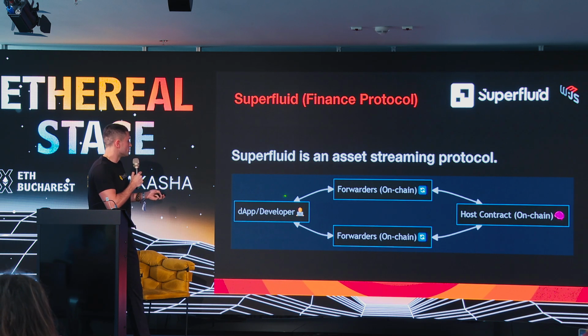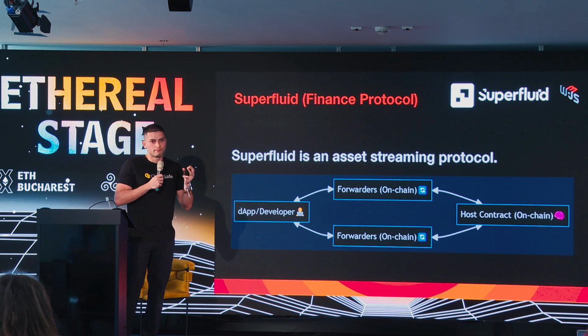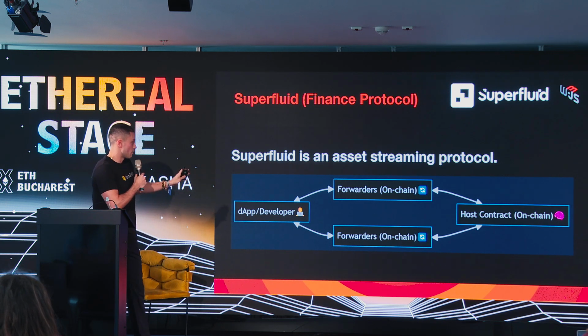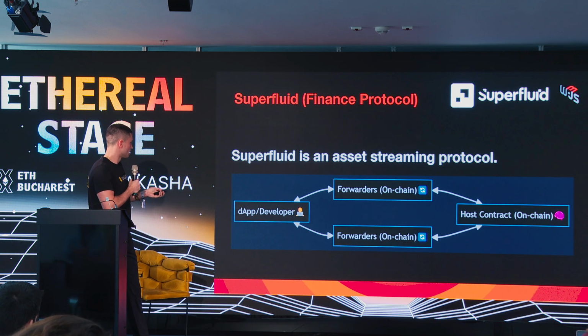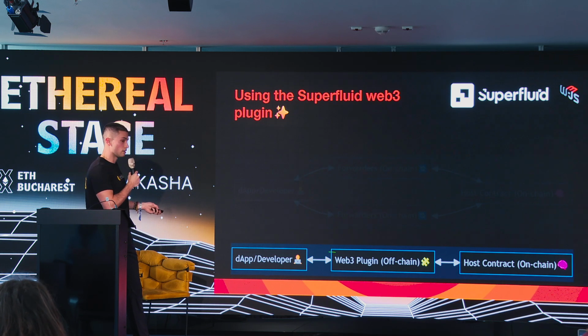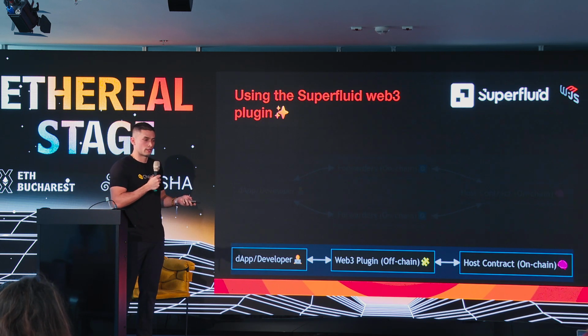Because for a developer to be able to talk directly to the host contract requires more knowledge and deeper functionality of the Superfluid protocol. So this is how it works currently. But using the Superfluid Web3 plugin, you can install the plugin, and all the forwarders functionality is stored within the plugin, which is way better. Then the plugin will be able to communicate to the host contract directly.